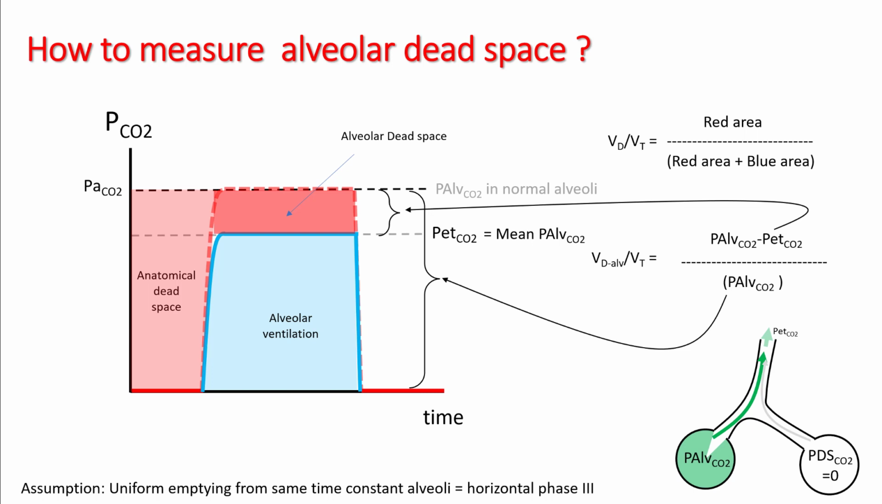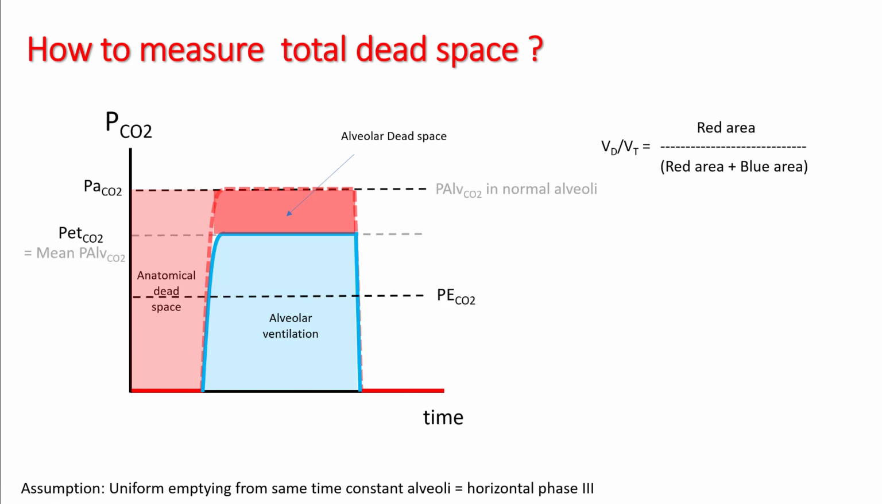We can see in this diagram that if you have dead space, both the alveoli are emptying simultaneously. So the P alveolar CO2 is being diluted by the air from the dead space. This is your end tidal CO2 in this case. If you did not have any alveolar dead space, the P alveolar CO2 would not be diluted by any air, and therefore your P alveolar CO2 will be equal to P end tidal CO2, and therefore your dead space fraction will be 0.